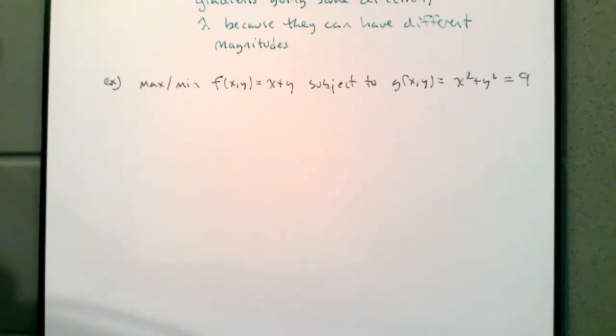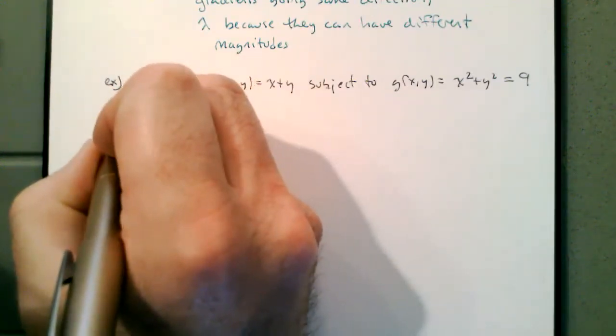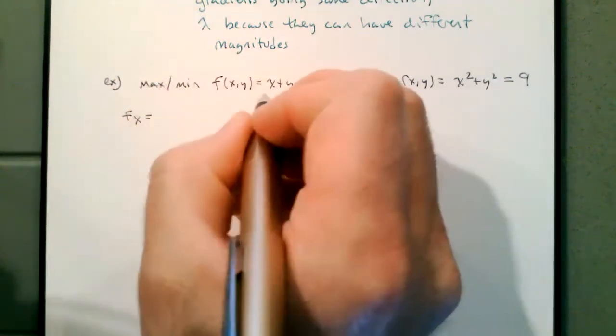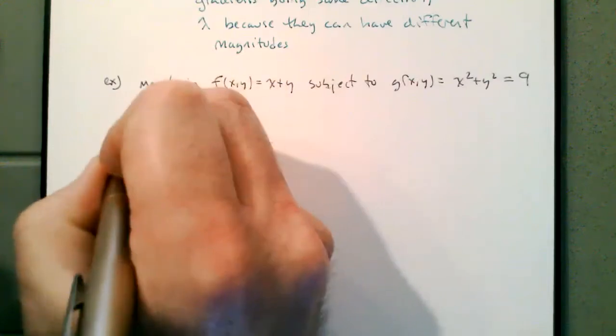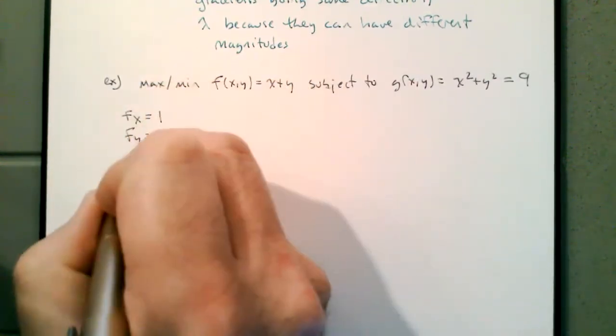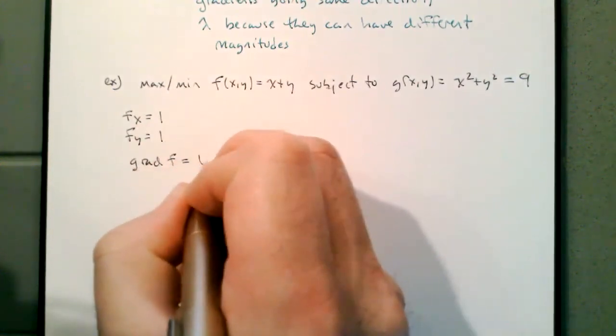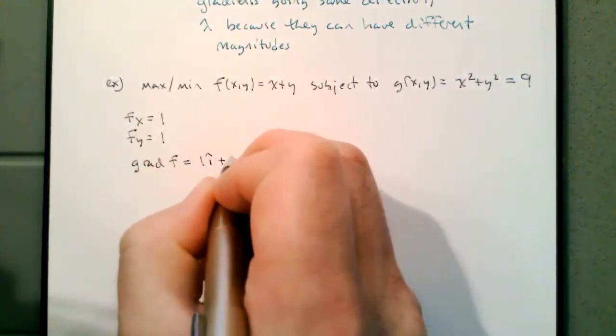So let's write down the gradient of f. I need fx, which is going to be 1, and fy, which is going to be 1. So the gradient of f is 1i plus 1j.